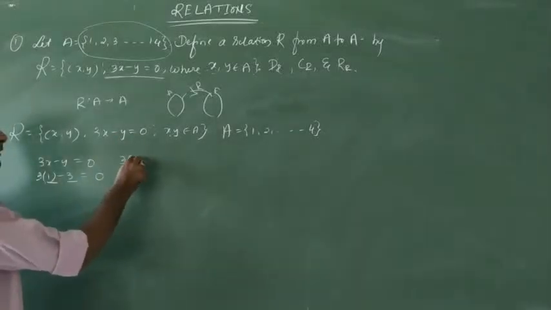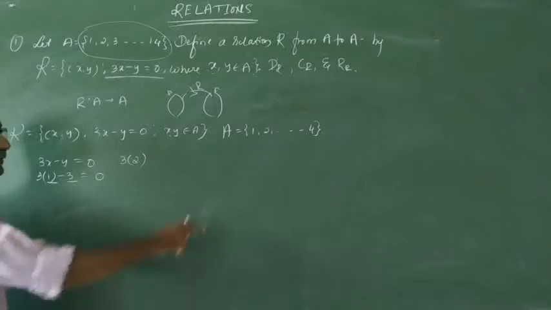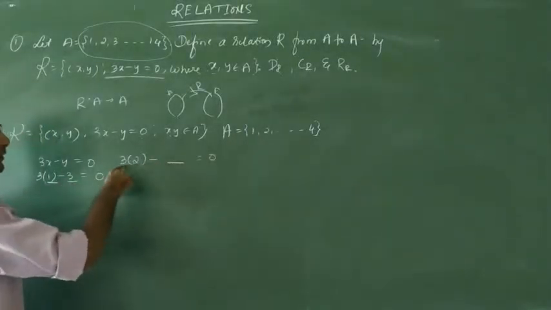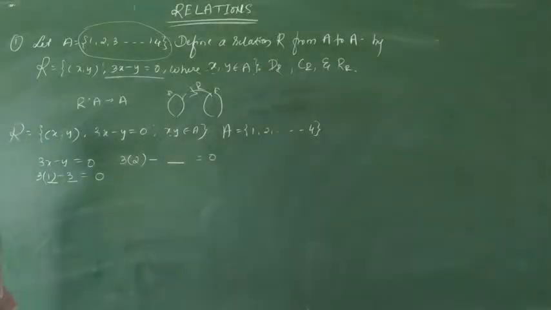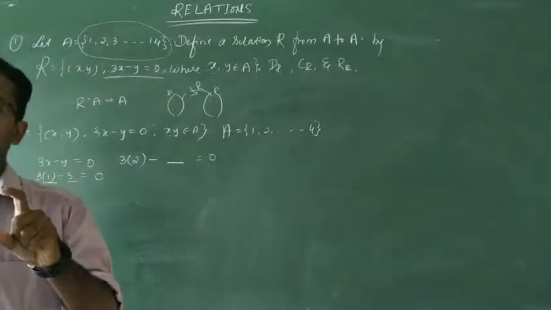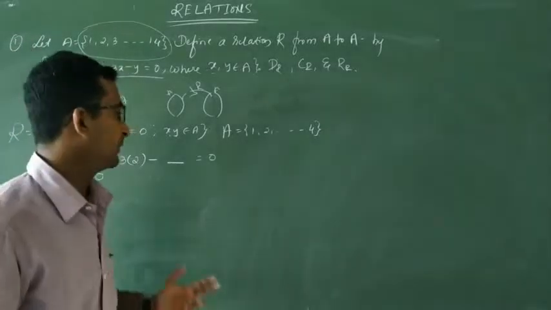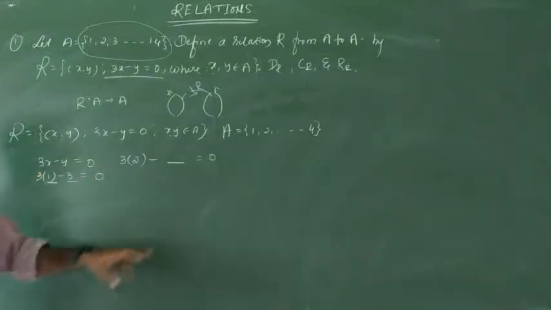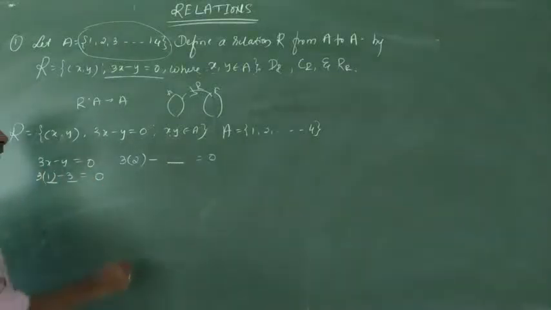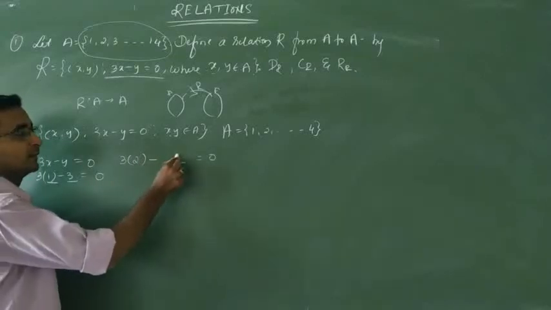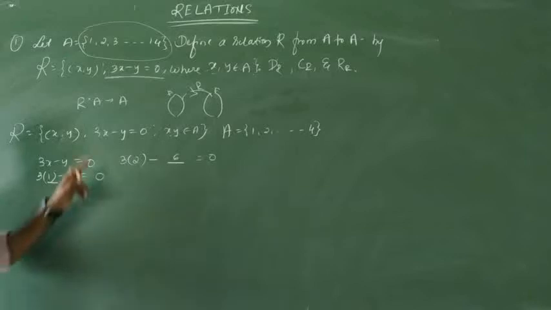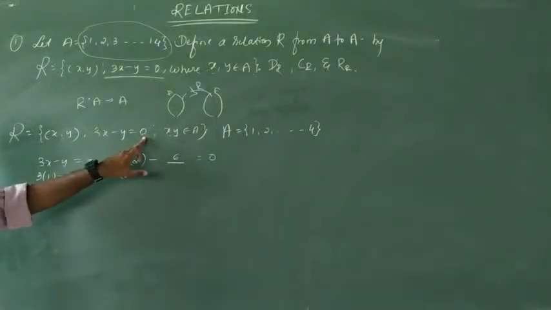When I take x as 2, we get the answer 0 only when we are subtracting the same two numbers. So 3 into 2 is 6, which means 6 minus 6 is 0. Get it? What we want in the relation 3x minus y is that we should get 0.